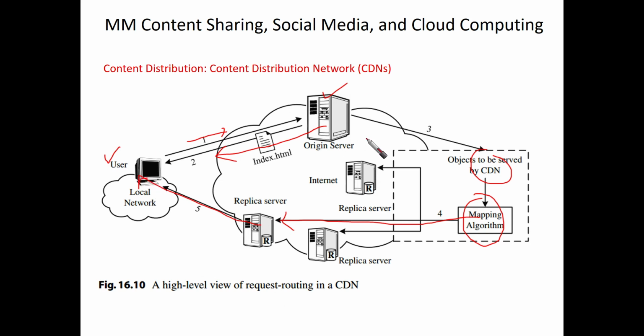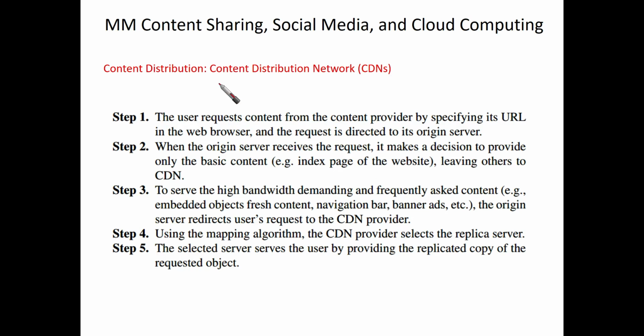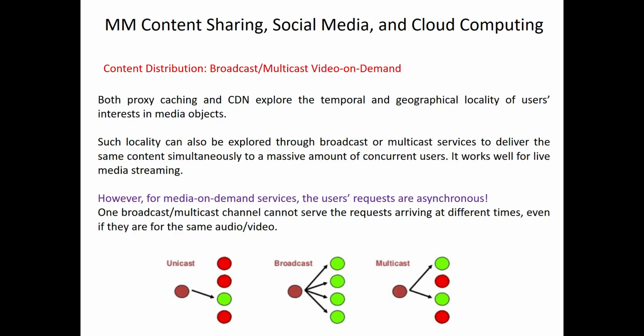As you remember, there is a similarity with the domain name system, but that is domain name resolution, while this is about content requests. So this is pretty much everything I explained. In step one, the user requests content from the content provider by specifying its URL. In step two, the provider gives the decision on the basic content, and the rest of the content comes from the CDN provider. The CDN provider selects the replica server, and from the replica server we get the content. The same steps are shown here, so you can go through it.